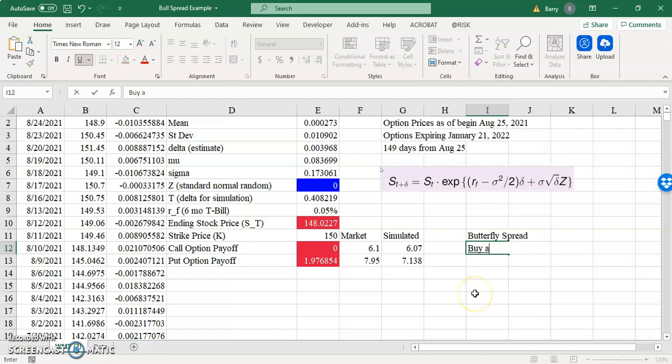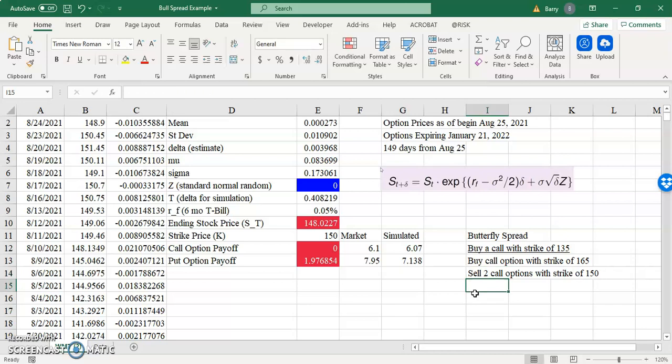strike price of 135, buy a call option with a strike price of 165, and then sell two call options with strike of 150. So the two call options that we're selling have a strike price that's in the middle of the other two.